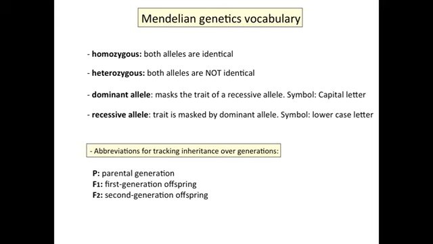So here's some familiar Mendelian genetics vocabulary that I would like you to be fresh with. I want your ears to be familiar with it again. When we talk about an individual being homozygous, what we mean is that both alleles that the individual has for a given gene are identical. Heterozygous, both alleles are not identical. This, of course, is for a diploid organism.